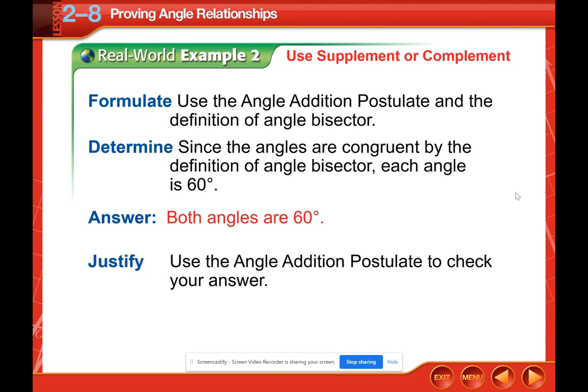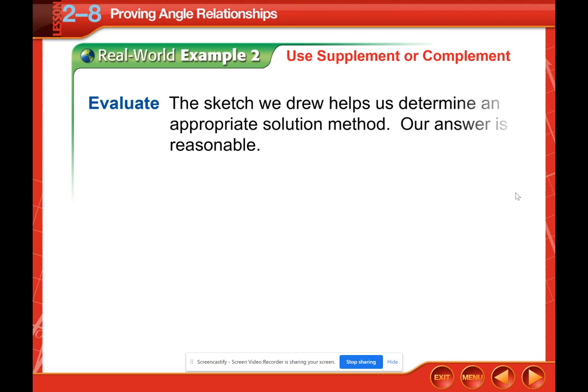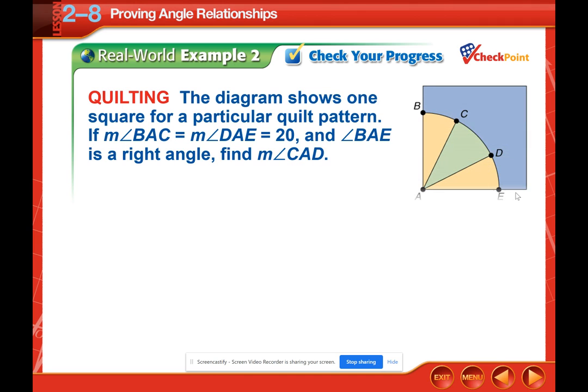Okay, so we're going to justify using that angle addition postulate to check your answer. The sketch we drew helps us determine an appropriate solution method, and our answer is reasonable.